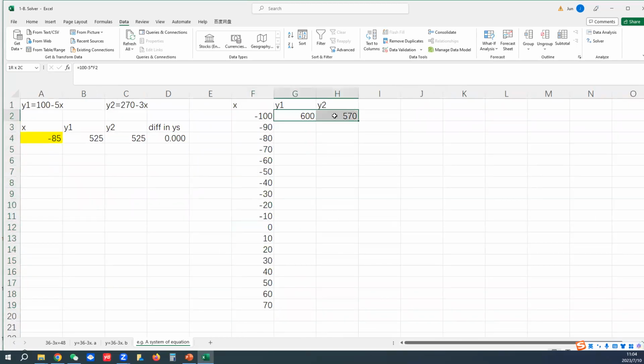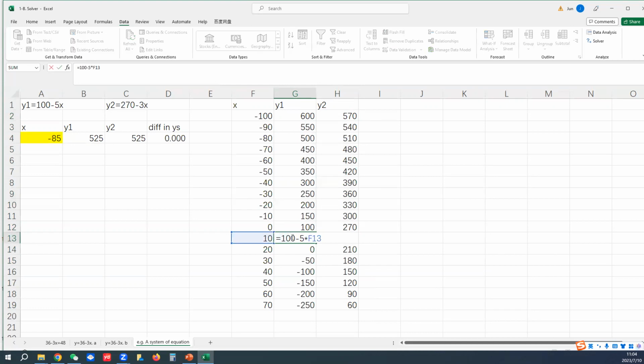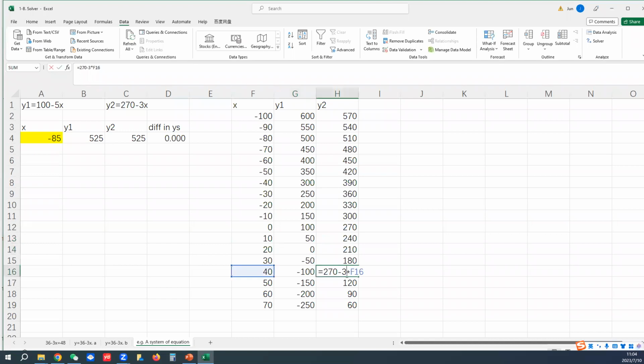So now for y1 and y2, if you want to apply the same rule for each of their respective columns, what you can do is select y1 and y2 and just drag them. And you can double check by double clicking. On y1, say it's 100 minus 5 times the corresponding x. That's right. Let's just double check another. Y2 is 270 minus 3 times the corresponding value of x. That's right. Okay. So now we have y1 and y2 and x.